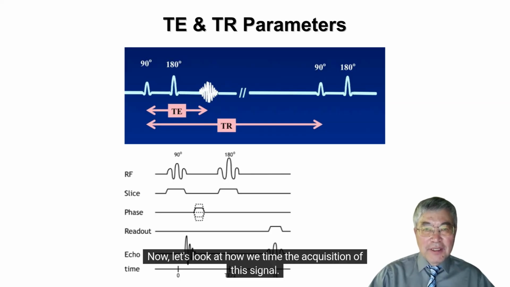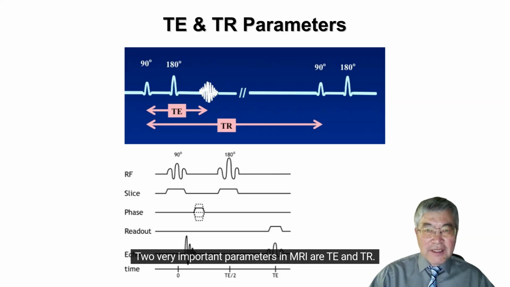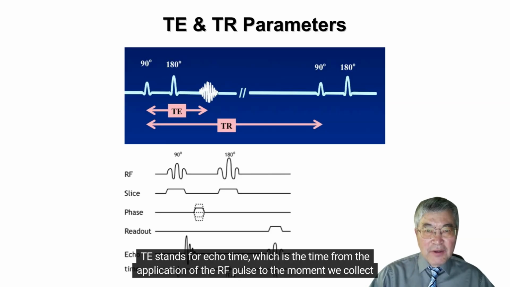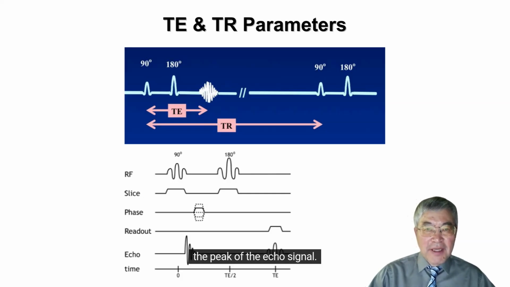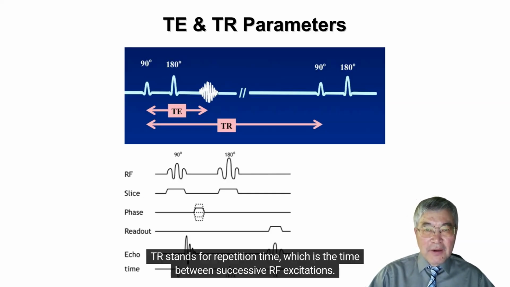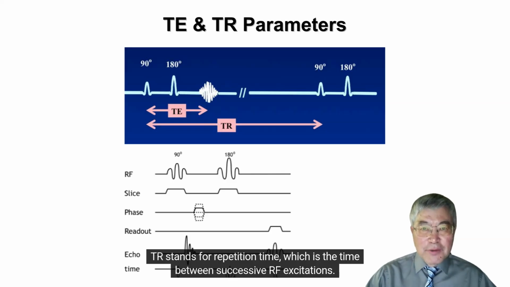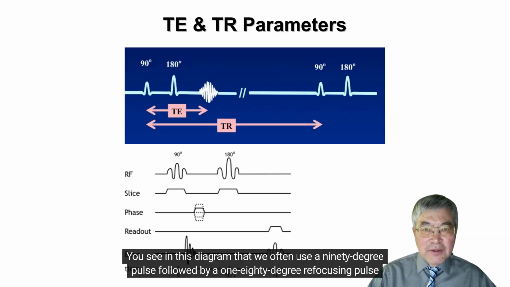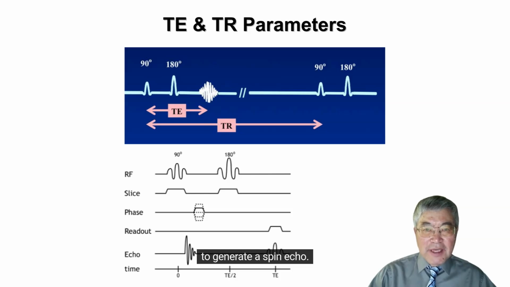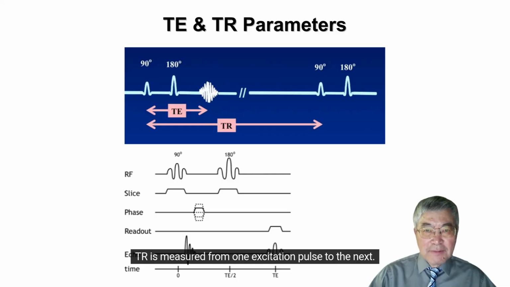Now let's look at how we time the acquisition of this signal. Two very important parameters in MRI are TE and TR. TE stands for echo time, which is the time from the application of the RF pulse to the moment we collect the peak of the echo signal. TR stands for repetition time, which is the time between successive RF excitations. You see in this diagram that we often use a 90-degree pulse followed by a 180-degree refocusing pulse to generate a spin echo. The echo forms at time TE. TR is measured from one excitation pulse to the next.